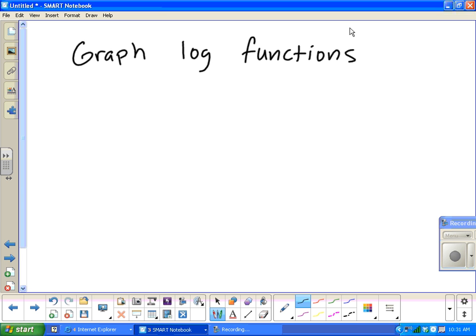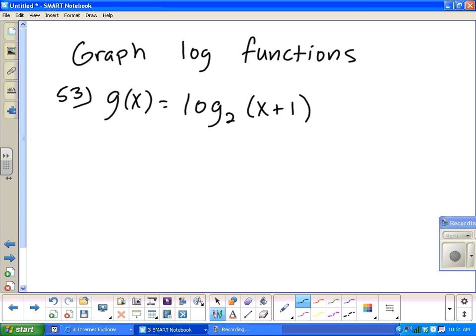Let's look at number 53, and let me give you some steps to go by. If you understood how to graph the exponentials, chances are you'll get this one too. First thing you want to do here is isolate the log. So get the logarithm by itself.